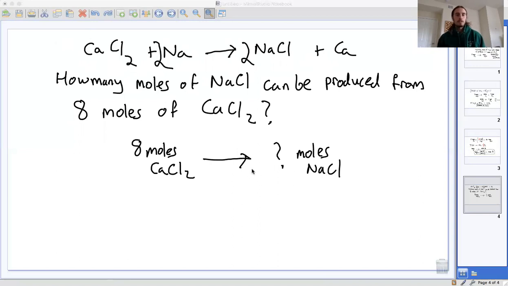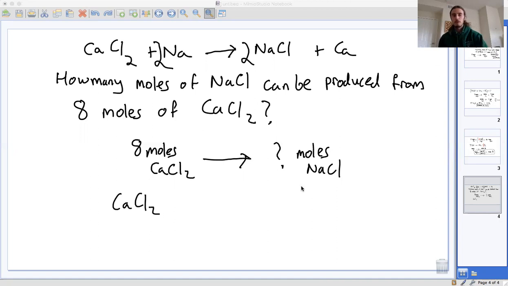So I can do this a couple different ways. I can treat this as a recipe, right? And then scale it up, right? Or I can set up a conversion factor. So let's do it both ways. First, the recipe. Okay, so the recipe is as follows.